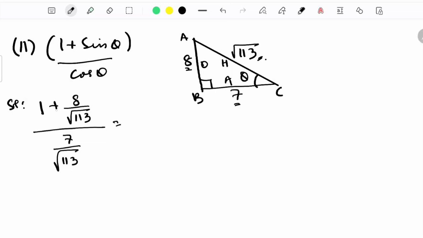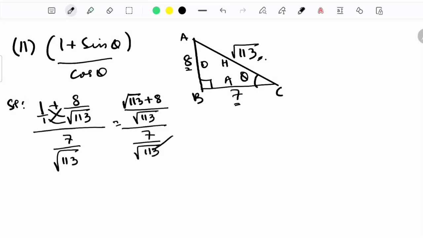Okay. Now when I find out the LCM here, in the numerator it will be root 113 into 1 is root 113 plus 8 divided by root 113, whole divided by 7 over root 113. So this gets cancelled. So we are left with 8 plus root 113 divided by 7. This is the final answer we got.